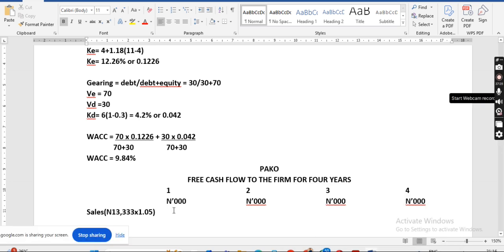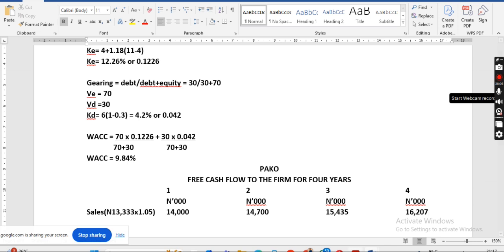Okay. This is 14,000. Then, what do we have here? 14,700. 15,435. 16,207. Okay. Now, we need to determine the profit after tax. Then we will now start the free cash flow, right?